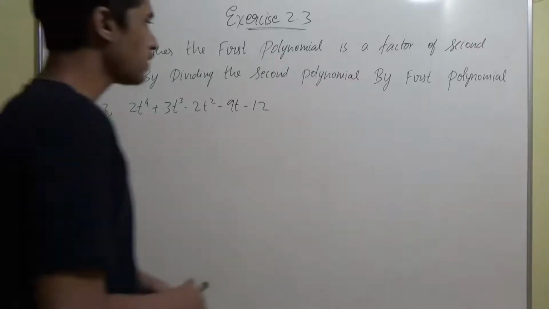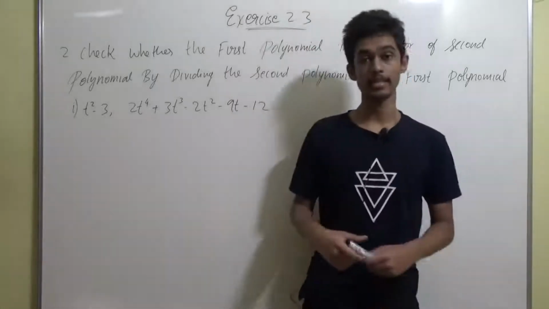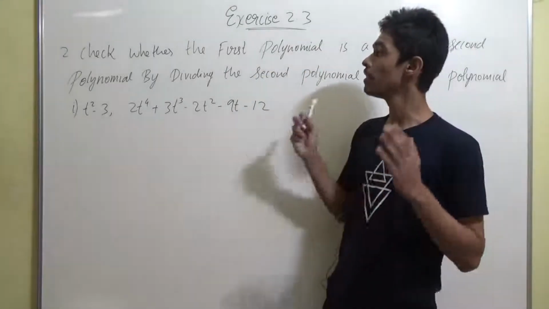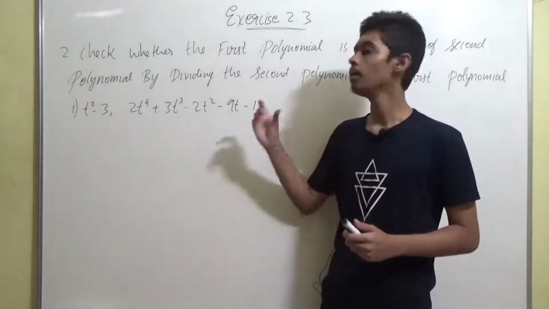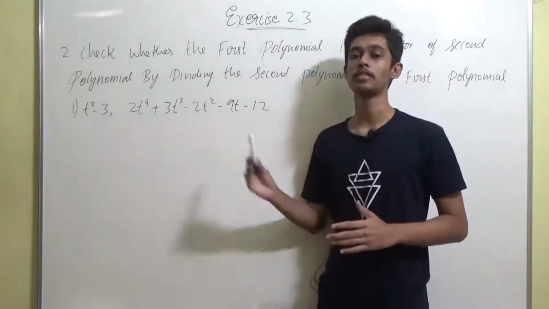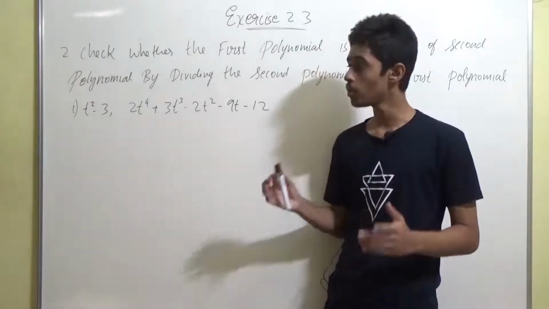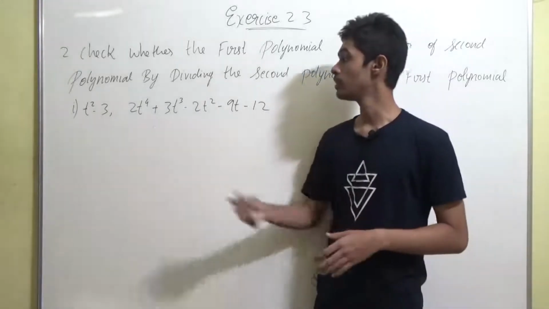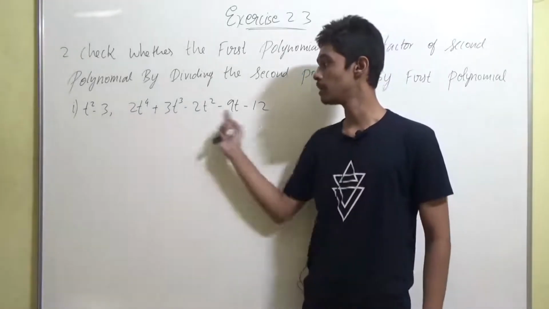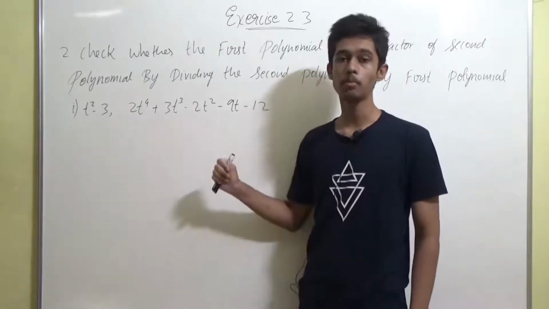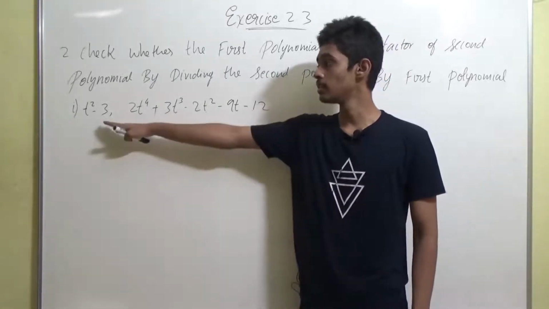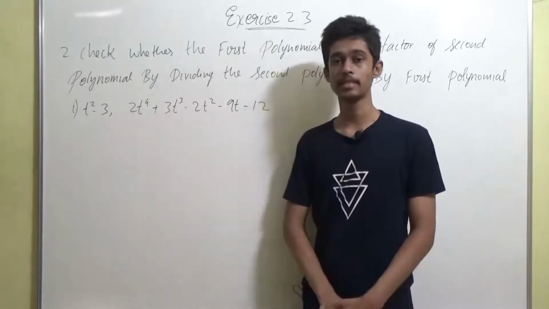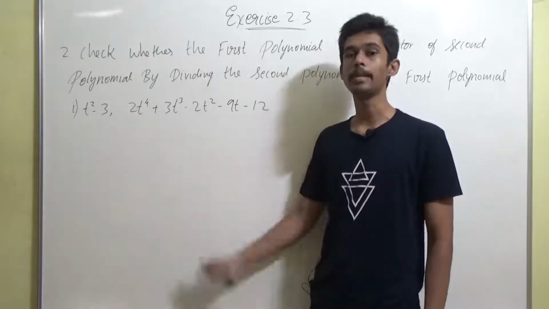Now it's time for the second question of this exercise, guys, which is we have to check whether the first polynomial is a factor of the second polynomial. What they mean by this is we have to divide this long polynomial, the bigger, higher degree polynomial, by the polynomial t square minus 3 to get a remainder 0. So that's what they mean, guys.